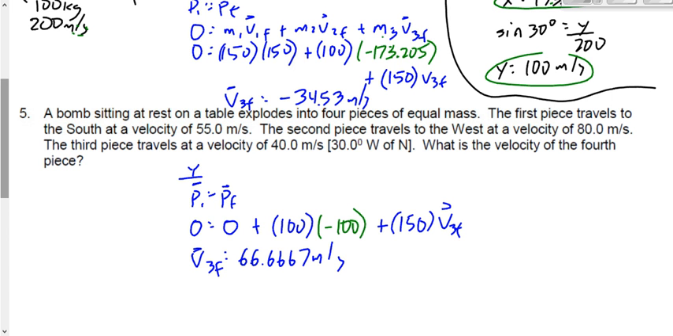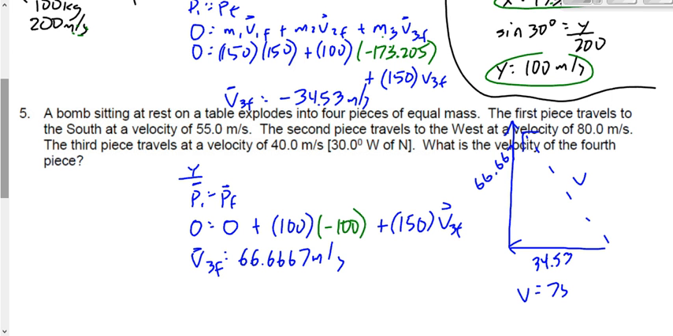And now comes the easy part. 34.53, 66.667, and our resultant vector speed would be equal to 75.1.